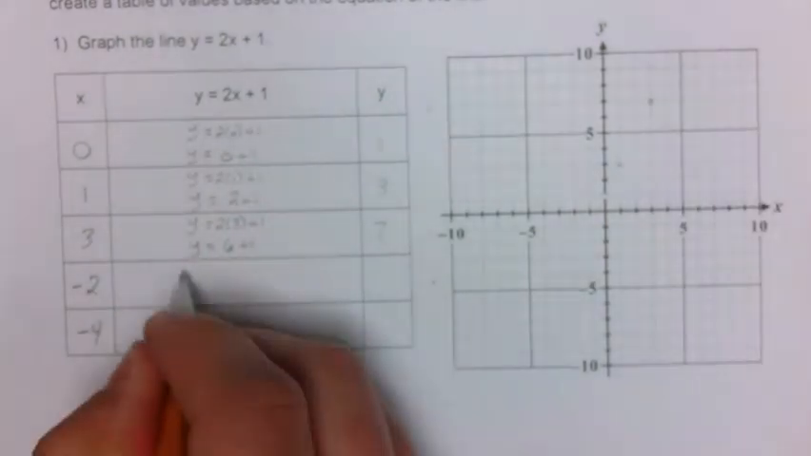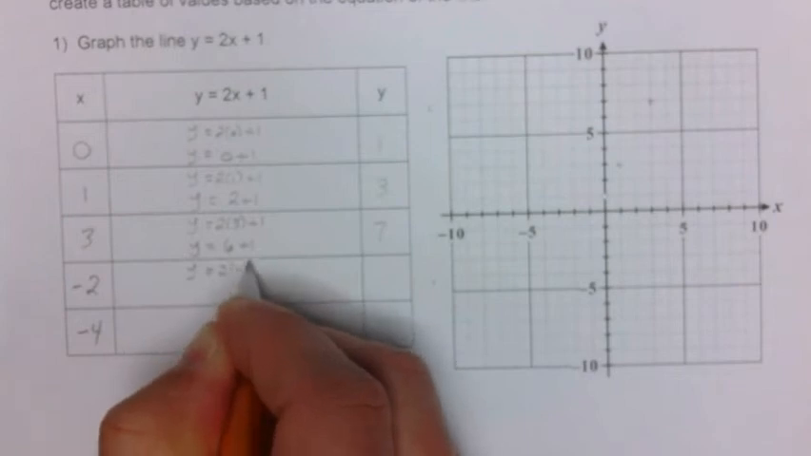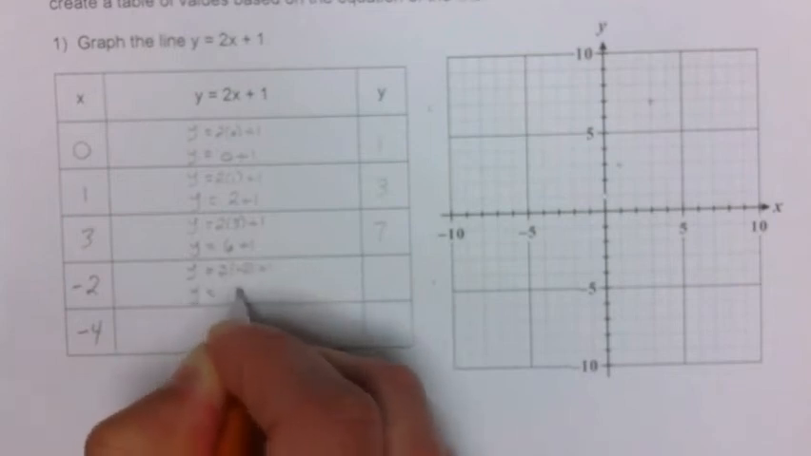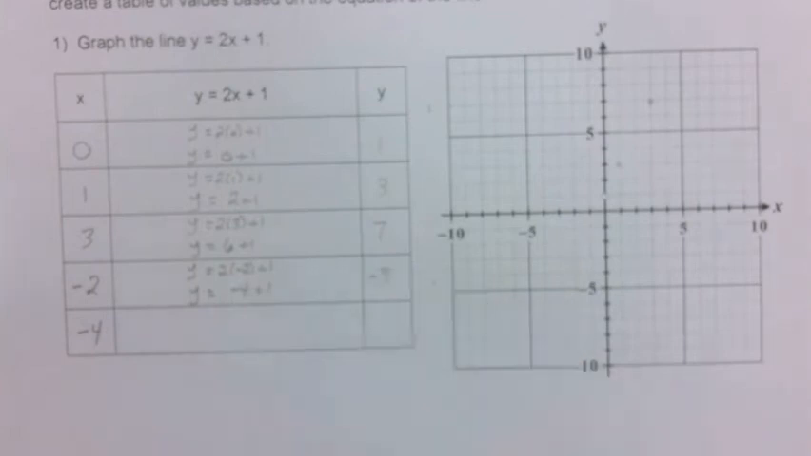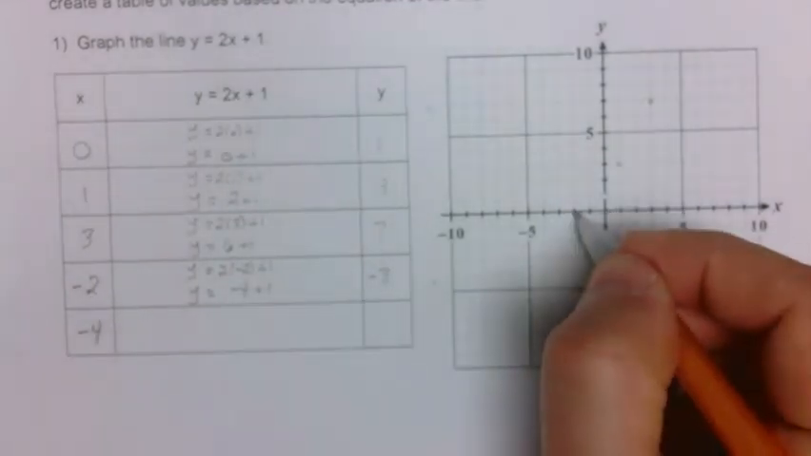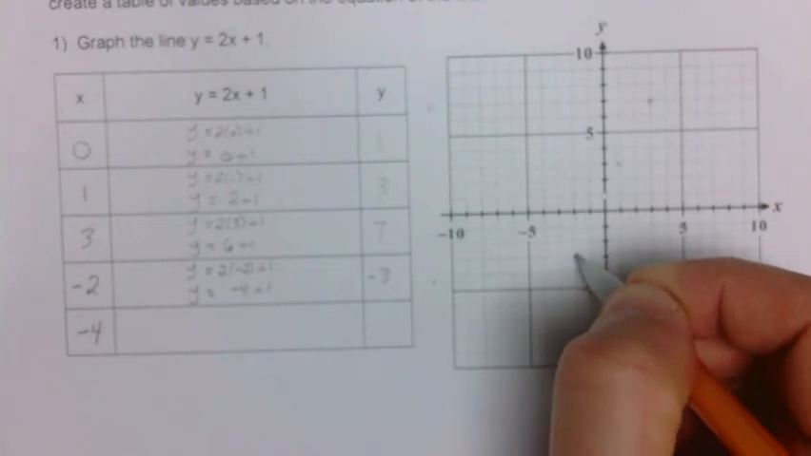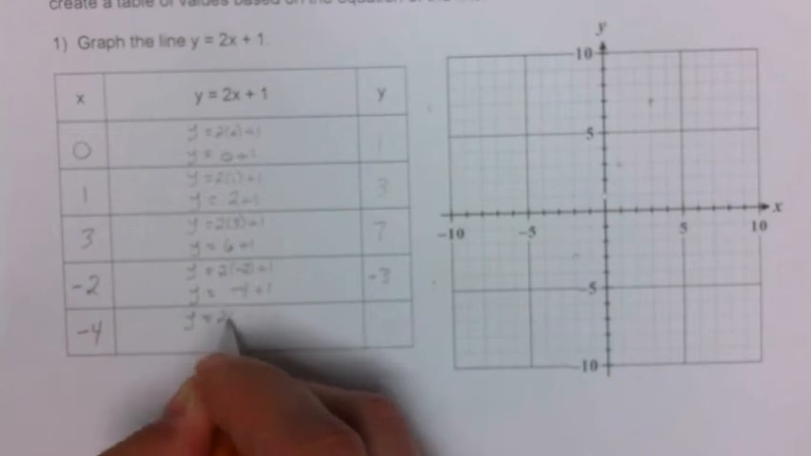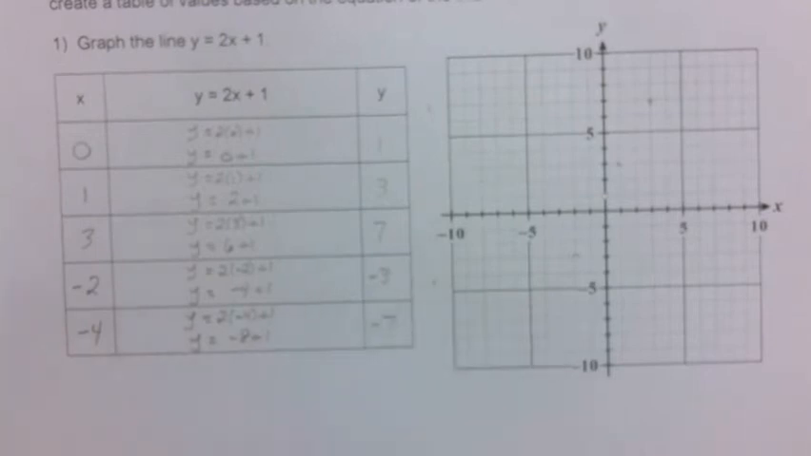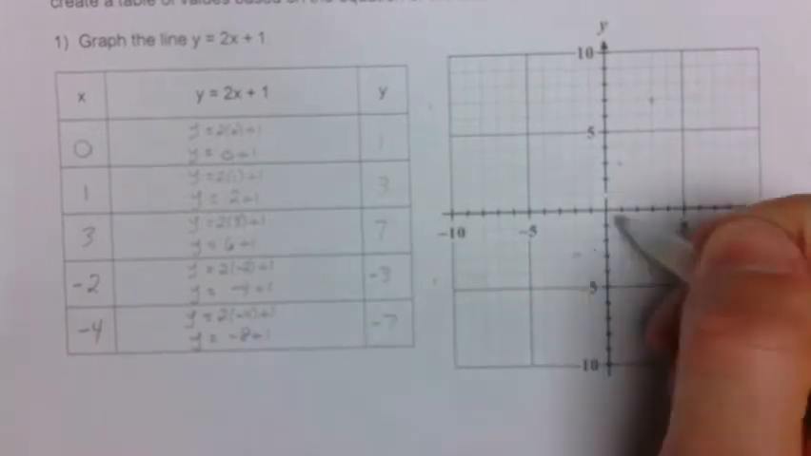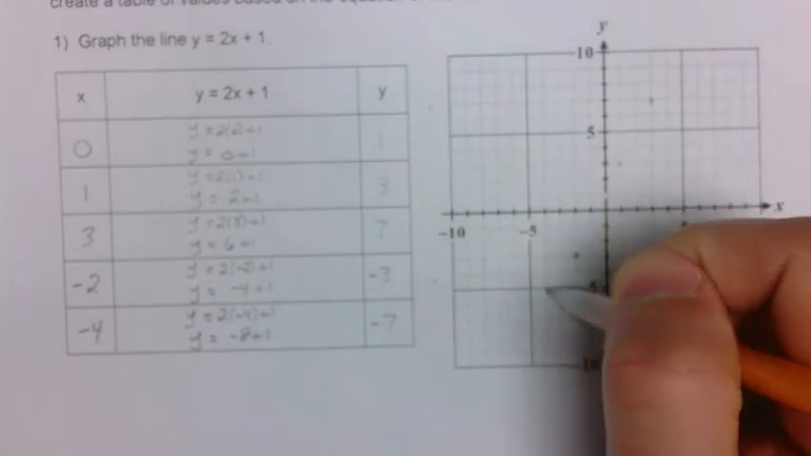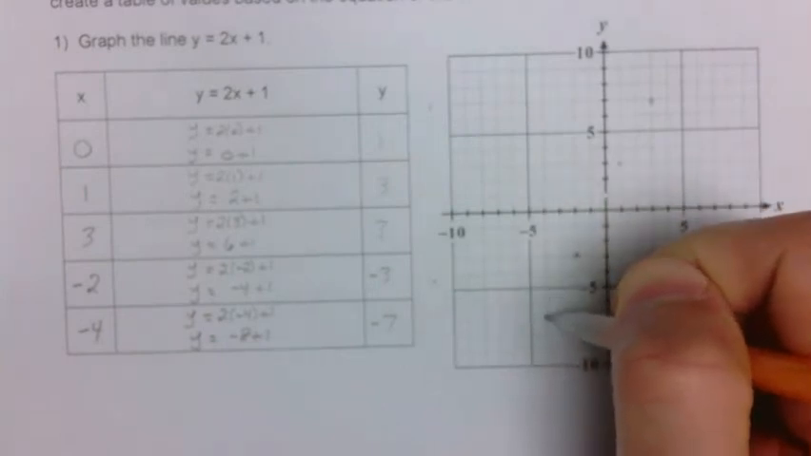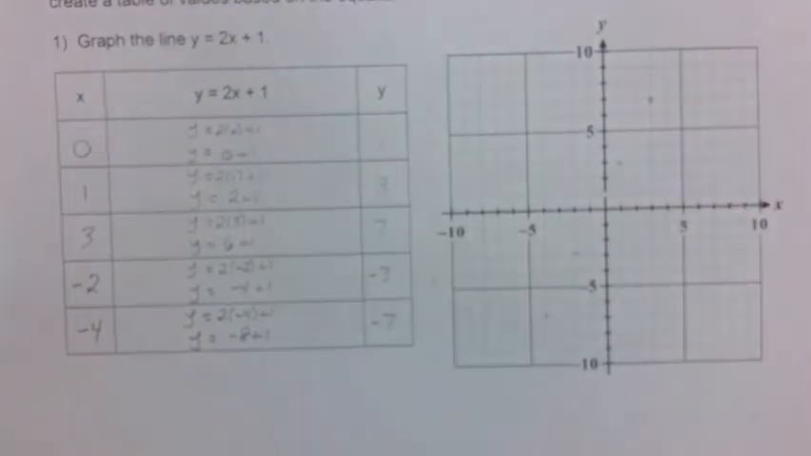If x is -2, y equals 2 times -2 plus 1, which becomes -4 plus 1, which is -3. So (-2, -3). 2 to the left and 3 down right here. And finally, if x is -4, y equals 2 times -4 plus 1, which is -8 plus 1, or -7. (-4, -7). So I'm going to go 4 units to the left, 7 units down right here. And I've got my 5 points that I am now going to connect with a ruler.